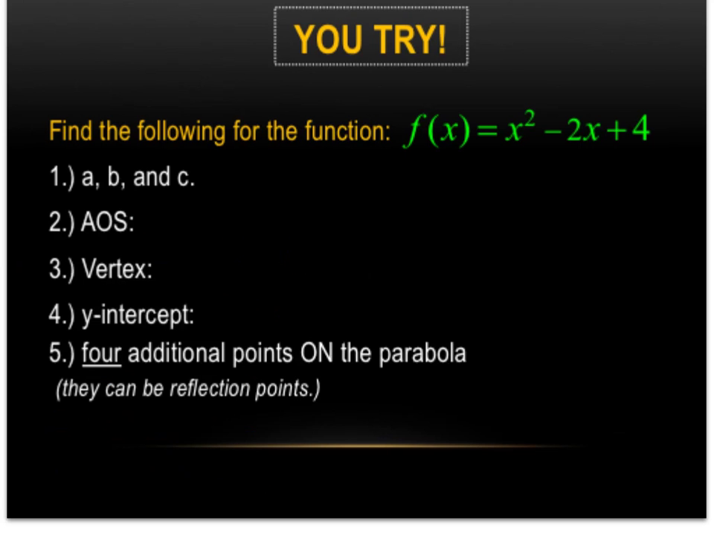Alright, now obviously I can't have you graph on a Google form, so I want you to go ahead and find all this information for me and put it in your Google form. Alright, so make sure you're looking at your notes. And I also want you to find 4 additional points that are going to be on the parabola. Now remember, you could find 2 and then find the reflection points. Alright, and make sure you label everything correctly in your Google form.